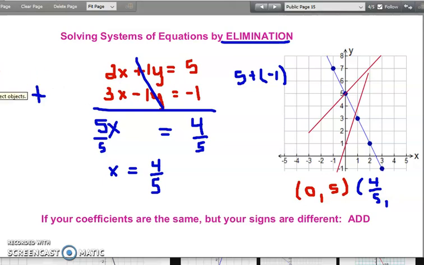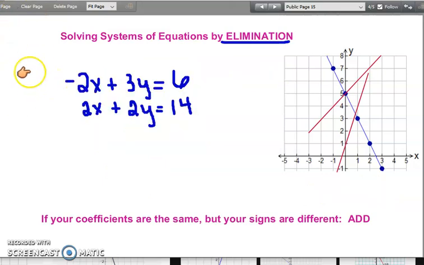Let me give you one more example of how this is done. So here I have two equations. I want to solve them by eliminating one of the variables. So the first thing I want to do is look for coefficients that are the same. Here I have a 2 in front of my x and a 2 in front of my x. So my coefficients are the same. And then I want to look for signs that are different. So here's a minus or a negative sign, and here is a positive 2. They are different. If your coefficients are the same but your signs are different, you add the two equations.